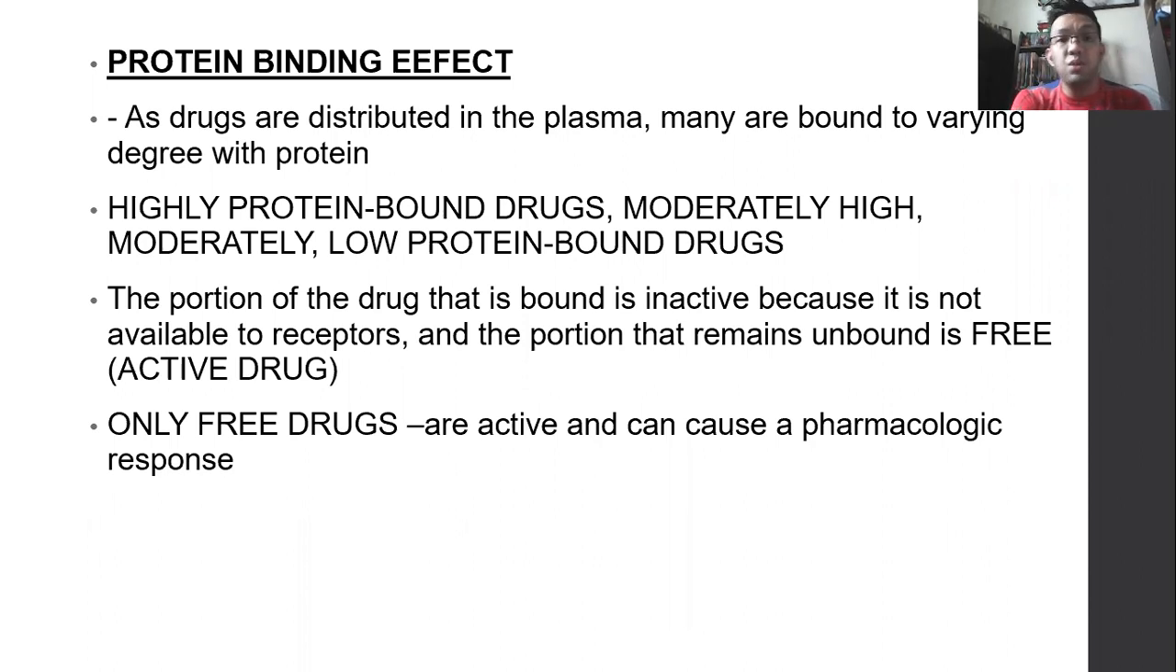They can be highly protein bound drugs, moderately protein bound drugs, or low protein bound drugs. So the portion of the drug that is bound to protein is inactive, so it won't do its function because it is not available to our receptor sites of the cells. And the portion that remains unbound, which is free, the one that is free floating in the plasma of our blood, this is the active drug.